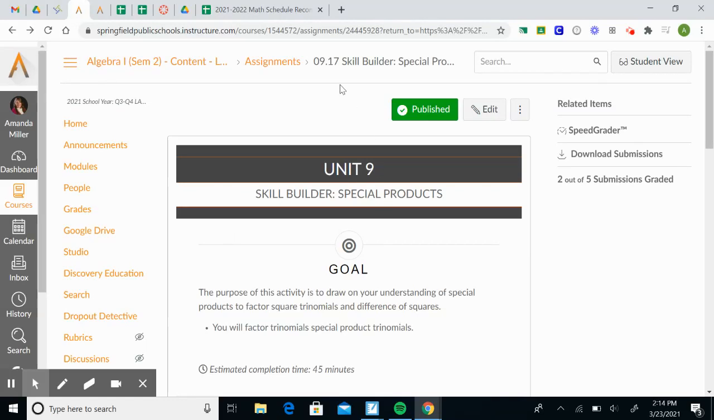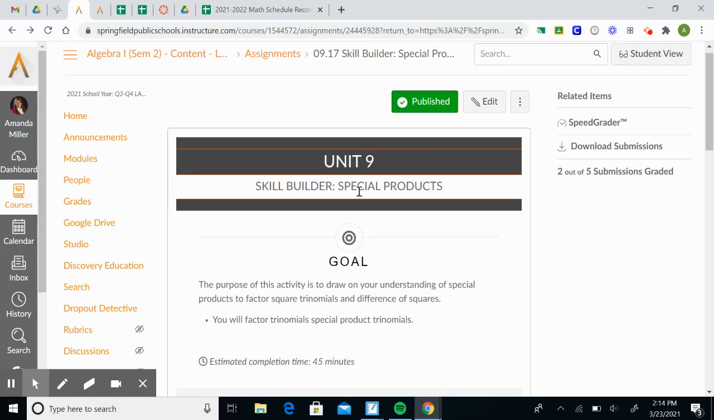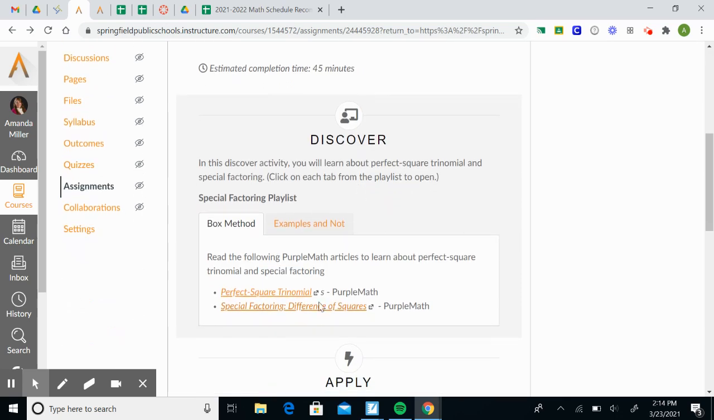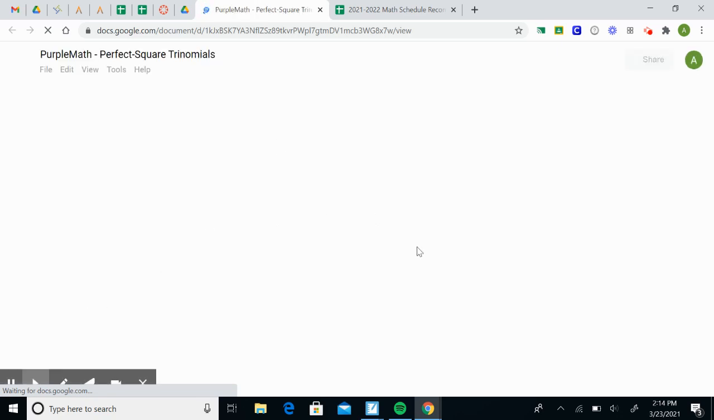Okay, I just wanted to go over a little bit for 917 and hopefully help you out a little. 917, we start talking about special products. So they talk about things like these perfect square trinomials.